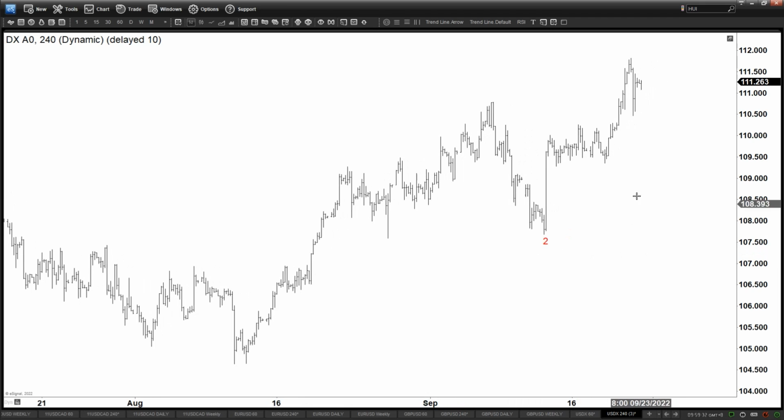Based on this alone, you can figure out what the count should be on the 4-hour. If this is wave 2, that means this has to be a wave 1. So then we are looking at the cycle that started from August 10th. This is the August 10th.